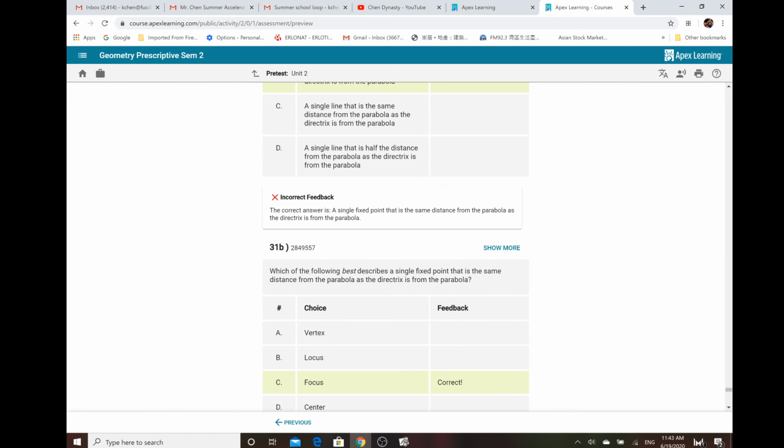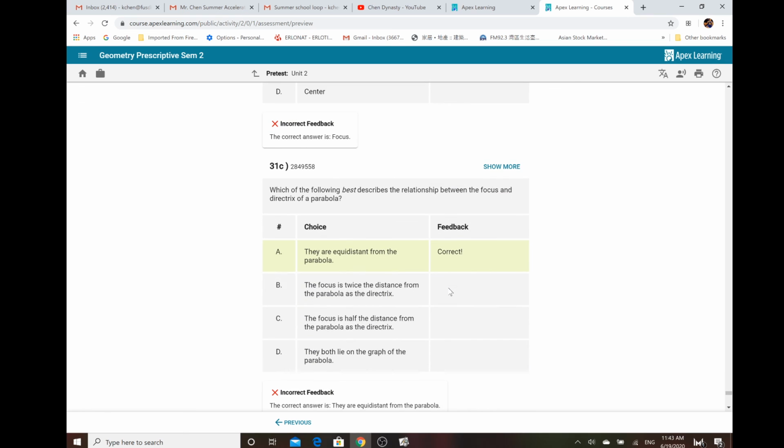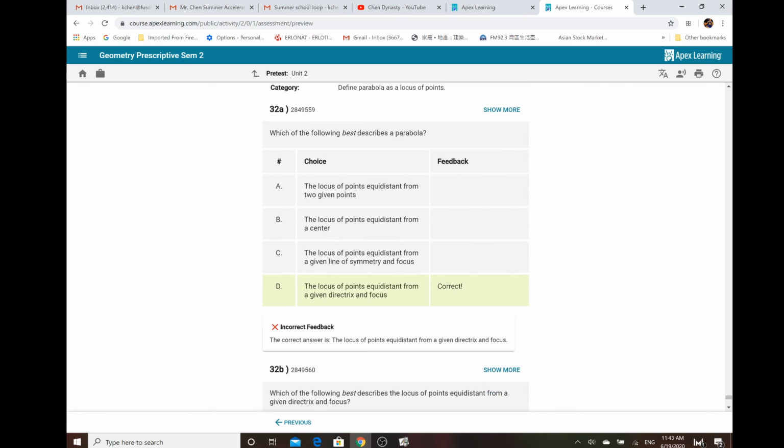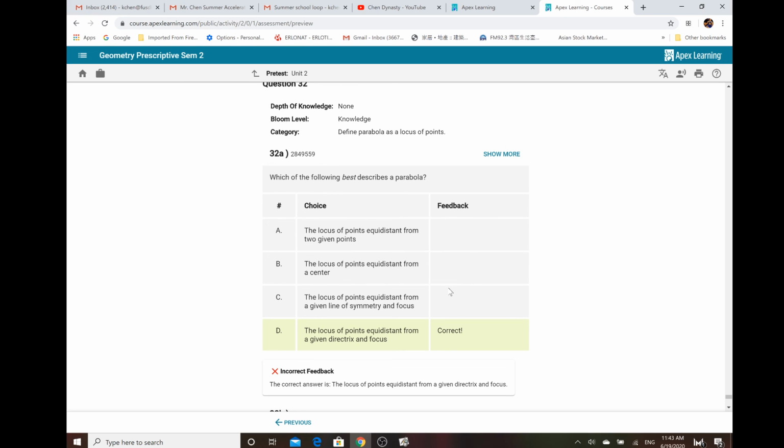And which of the following best describes a single fixed point that is the same distance from the parabola as the directrix is from the parabola? Then that'll be a focus. So they're pretty much the same kind of questions here. And now 32. Which of the following best describes a parabola?